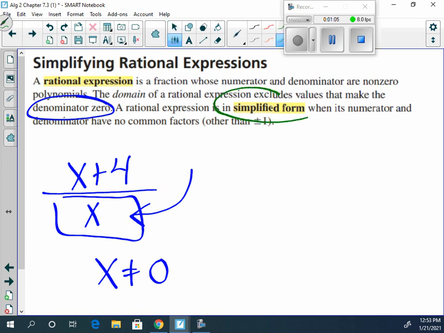And the other part is that it has to be in simplified form. We can't have any greatest common factors or any common factors between the numerator and denominator. If there's a common factor between the top and bottom, we have to simplify it. Well, no other common factors besides 1. 1 doesn't make a big difference. It doesn't change anything if we factor it out.